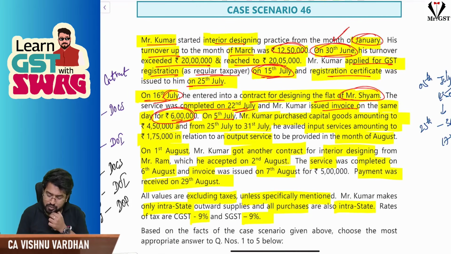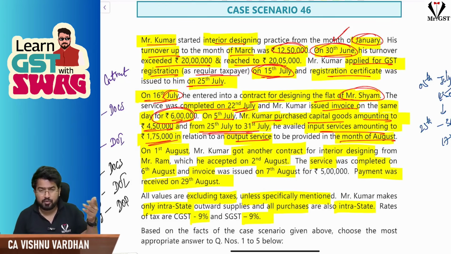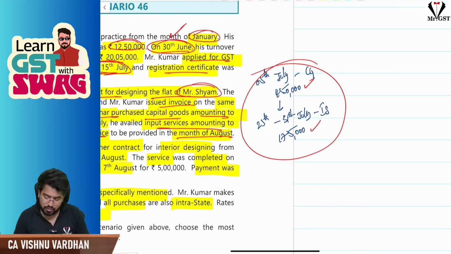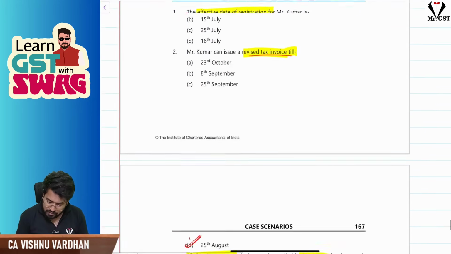And on 5th July, Kumar purchased capital goods amounting to 4 lakh 50, and from 25th July to 31st July he has purchased input services amounting to 1 lakh 75,000. But output service is to be provided in August. So if you see purchases, 4 lakh 50,000 and 1 lakh 75,000 have been made in the month of July. Okay, so this is the point. Now there is something related to purchases.